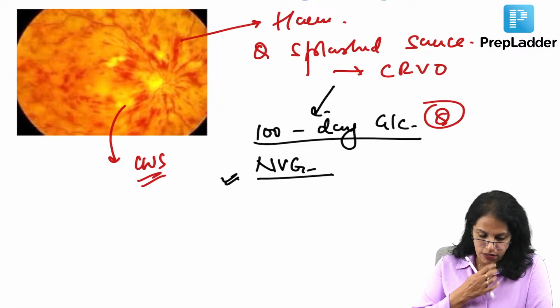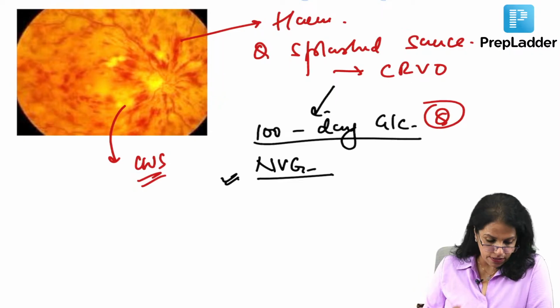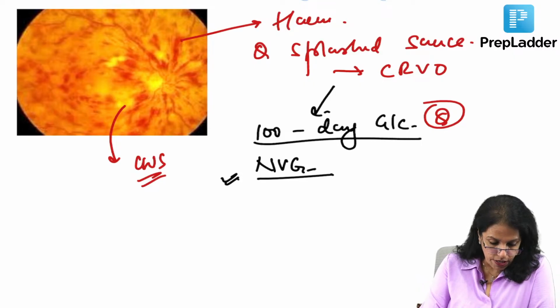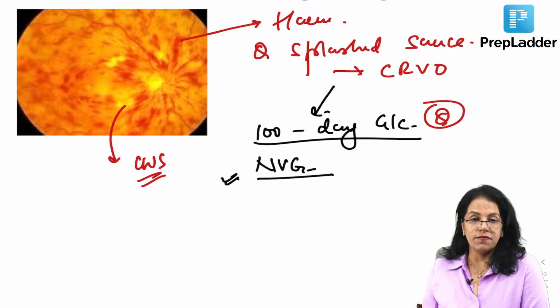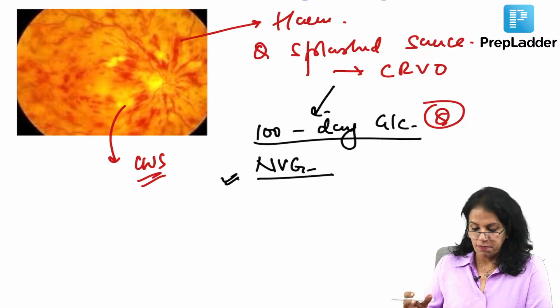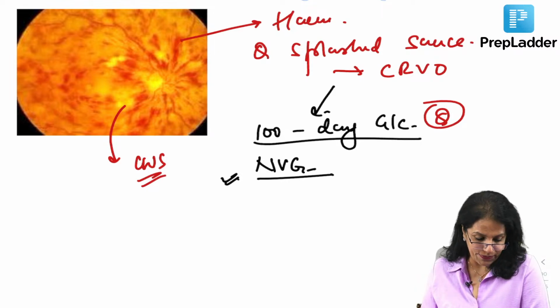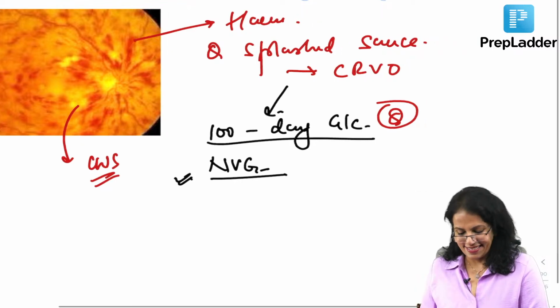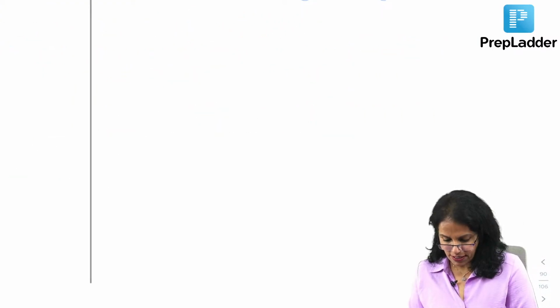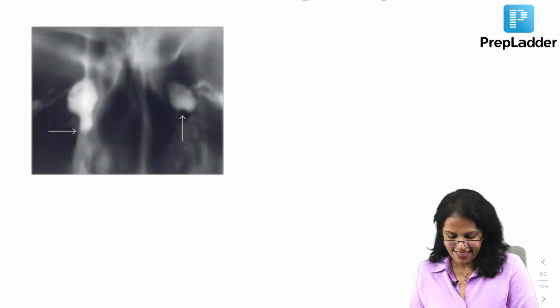Rohit, what did you answer for pan-retinal photocoagulation? Were you talking about the treatment or something? Yeah, if it is ischemic type, we will go for PRP in ischemic CRVO. Okay? Let's go, what is the next image we have?